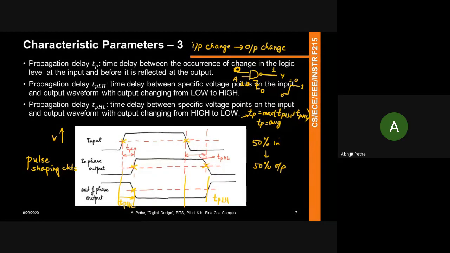So in this output, the output is going from high to low, no? So this becomes a TP-HL. And here the output is going from low to high, so it becomes a TP-LH. Remember, LH and HL are always with respect to the output you're talking about. So in this output, it is TP-LH. In this output, it is TP-HL. Okay. Remember again, if I've not made it clear.